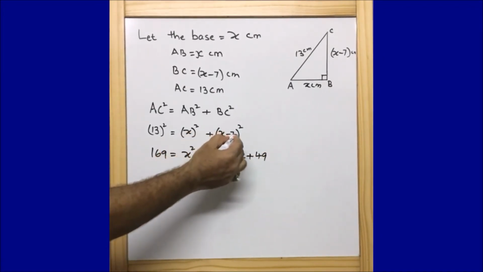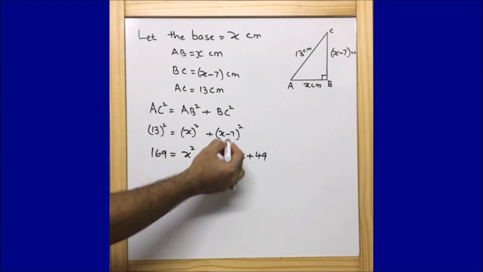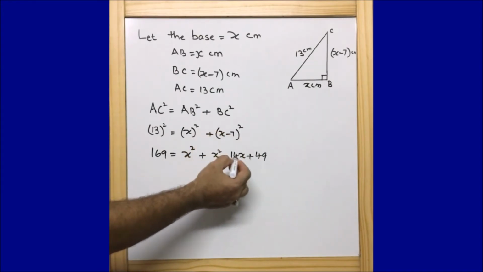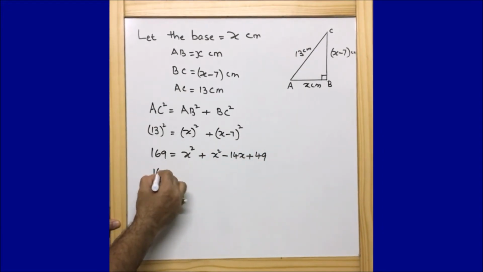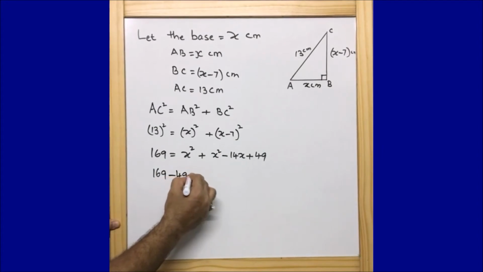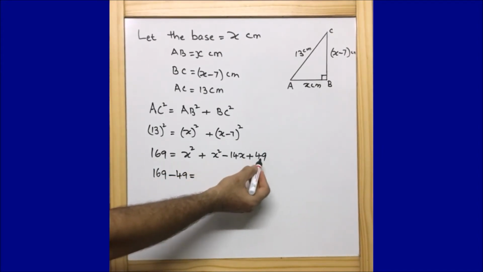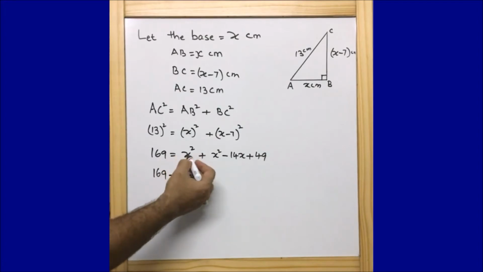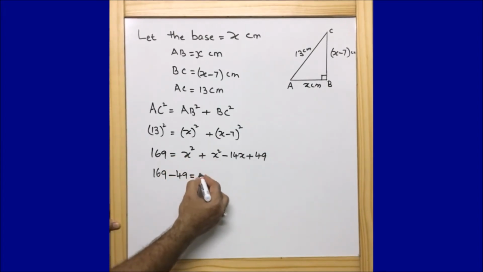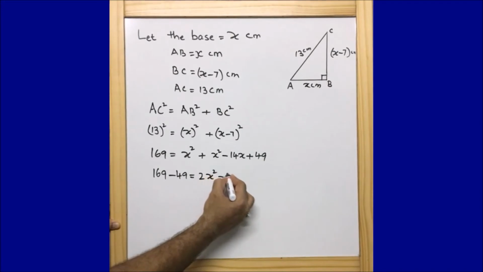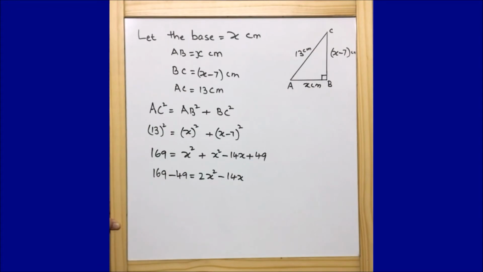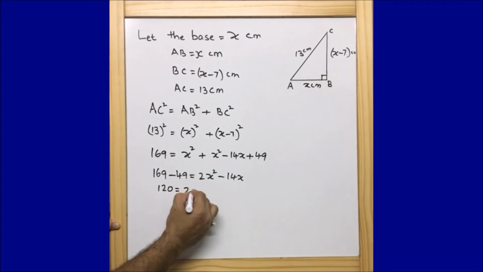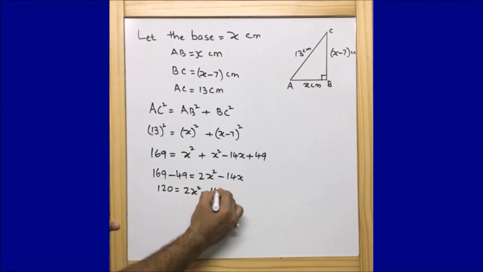So guys, x minus 7 whole square is nothing but a square, that is x square, minus 2ab, so 2 into x into 7, that is 14x, plus b square, that is 49. Or I can say 169 minus 49 is equal to, I just took this 49 to the left side, x square plus x square, that is 2x square minus 14x. 169 minus 49 is nothing but 120. So I can write this as 120 is equal to 2x square minus 14x.